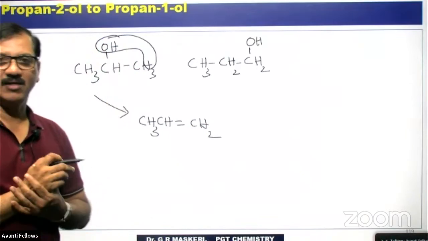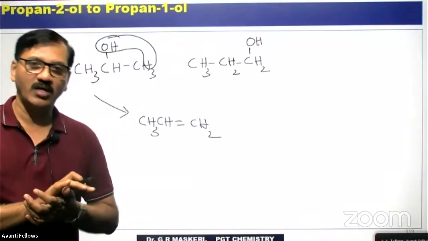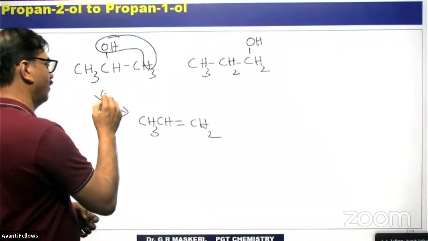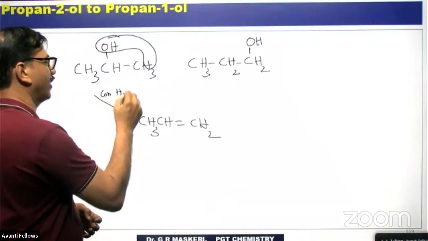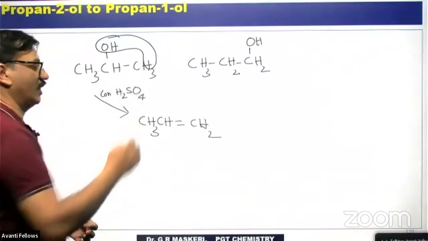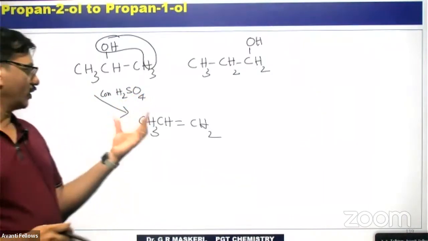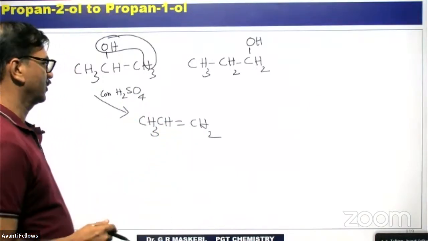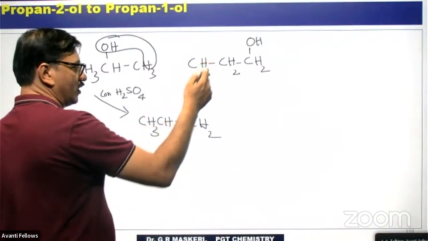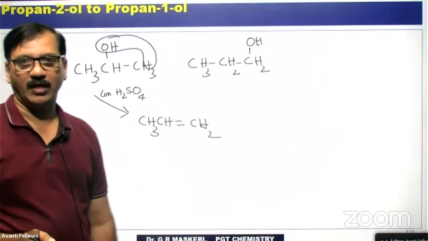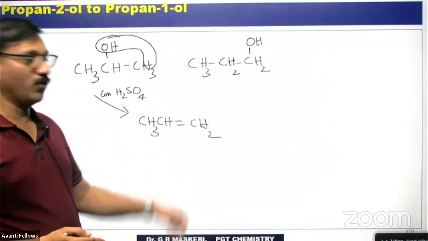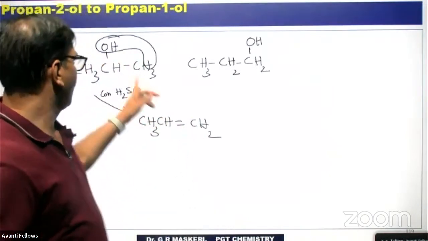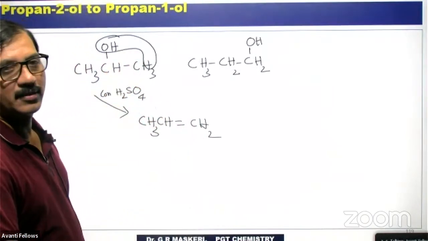So this is nothing but dehydration. Here we have to use concentrated sulfuric acid so that this converts into an alkene. Now again OH is to be added. If you do acid catalyzed hydration, again propane 2-ol is obtained.